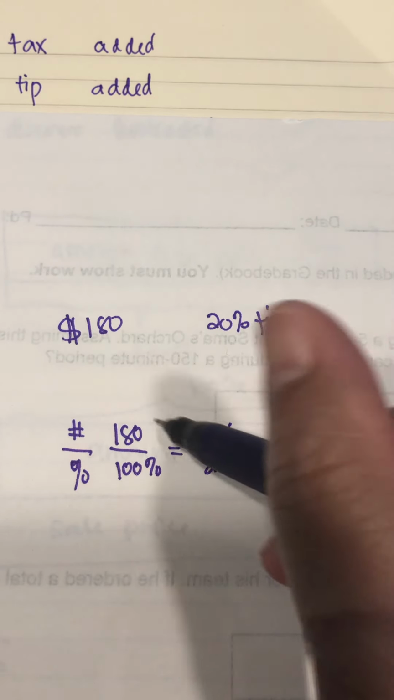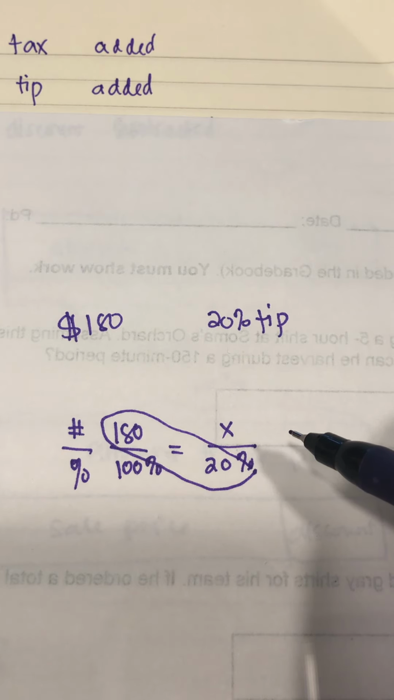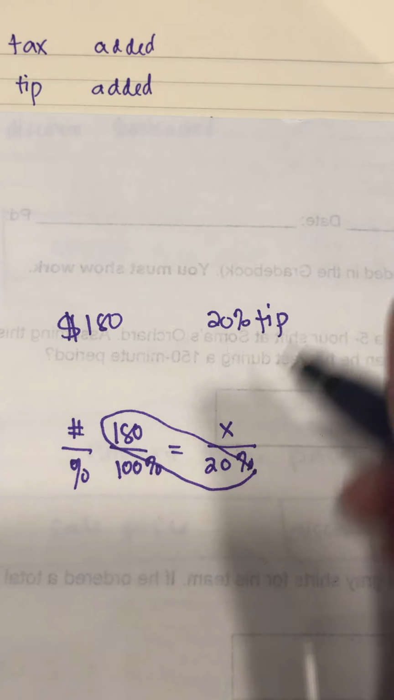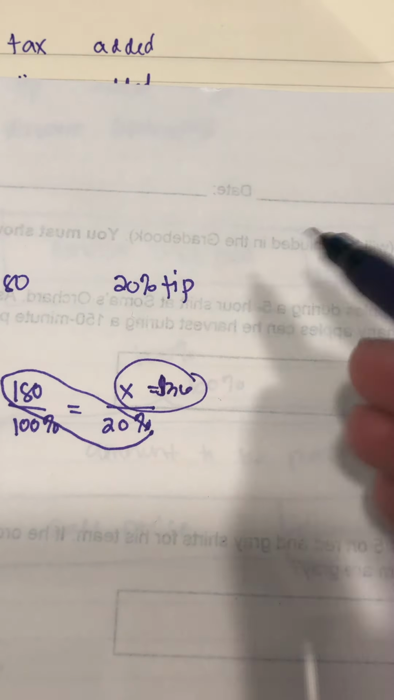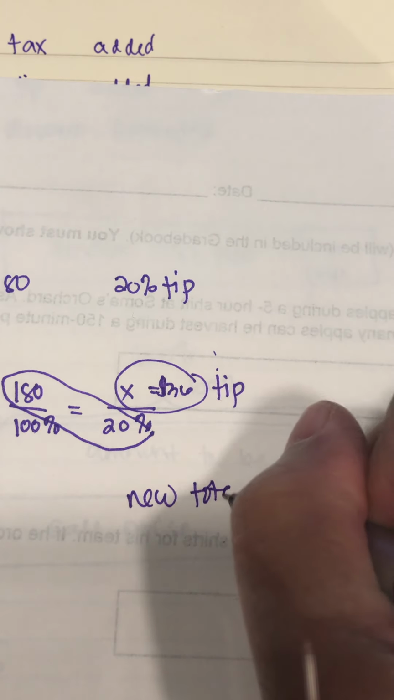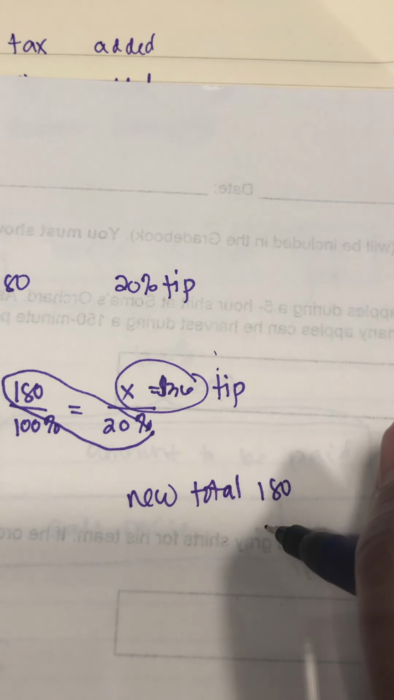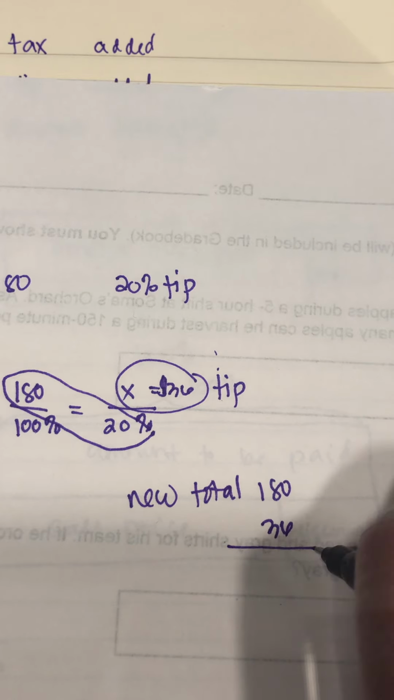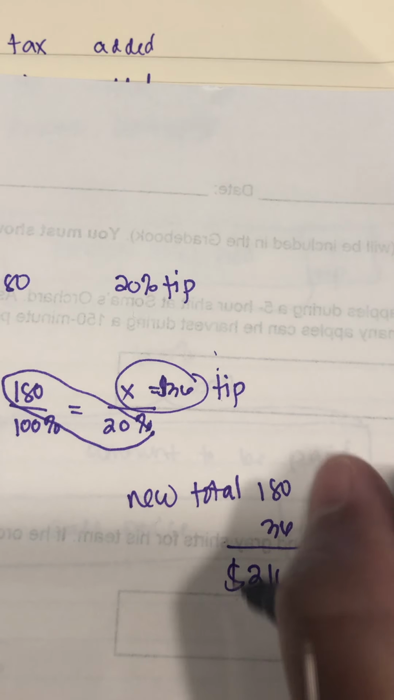All right, so you're going to do 180 times 20 divided by 100. So that gives you 36. So $36 is your tip. Now your new total is going to be, you will be paying for your $180 food, and you would also be giving the $36 tip. So now 180 plus 36, you would have to pay $216 total.